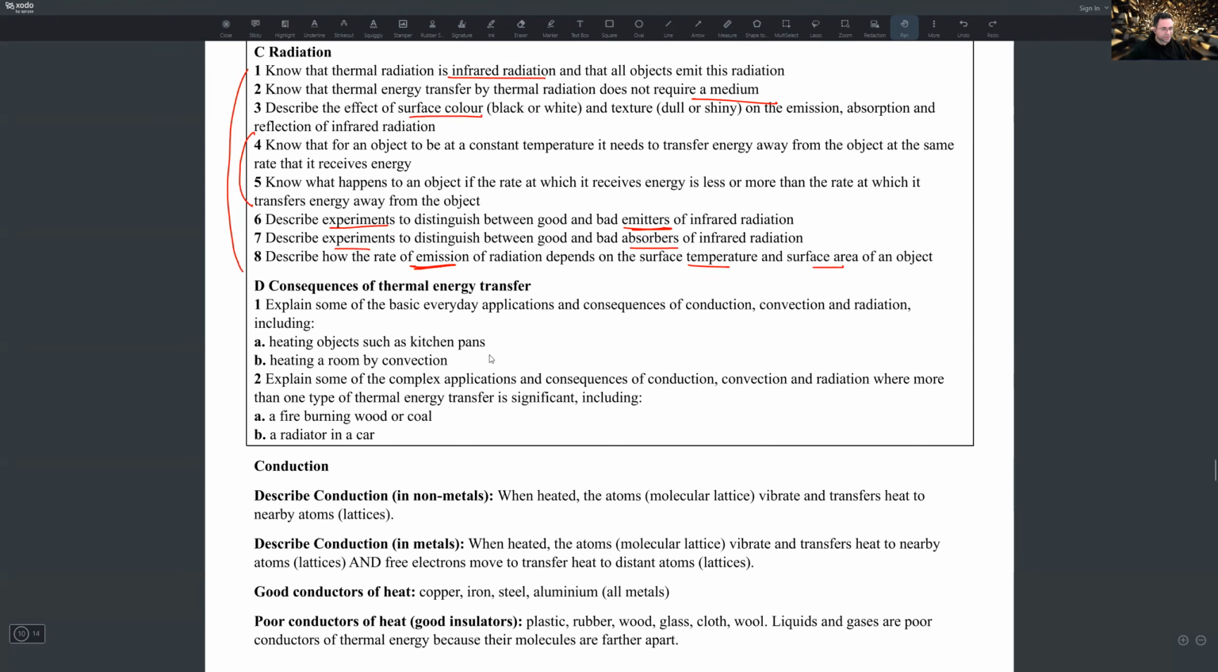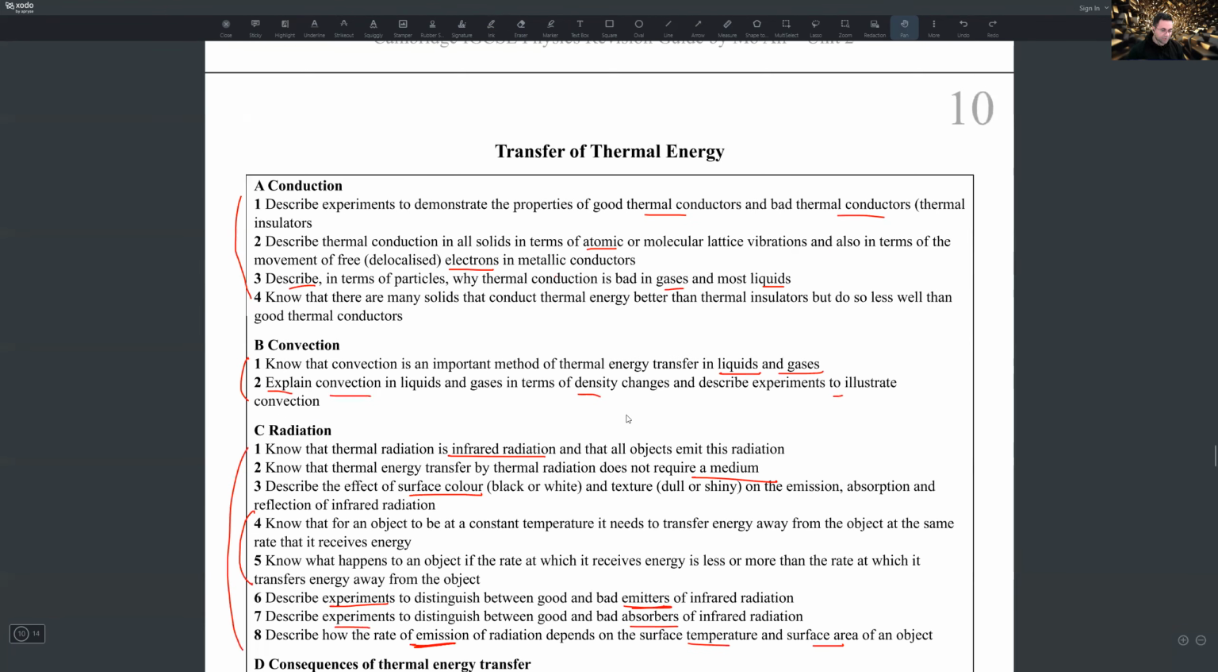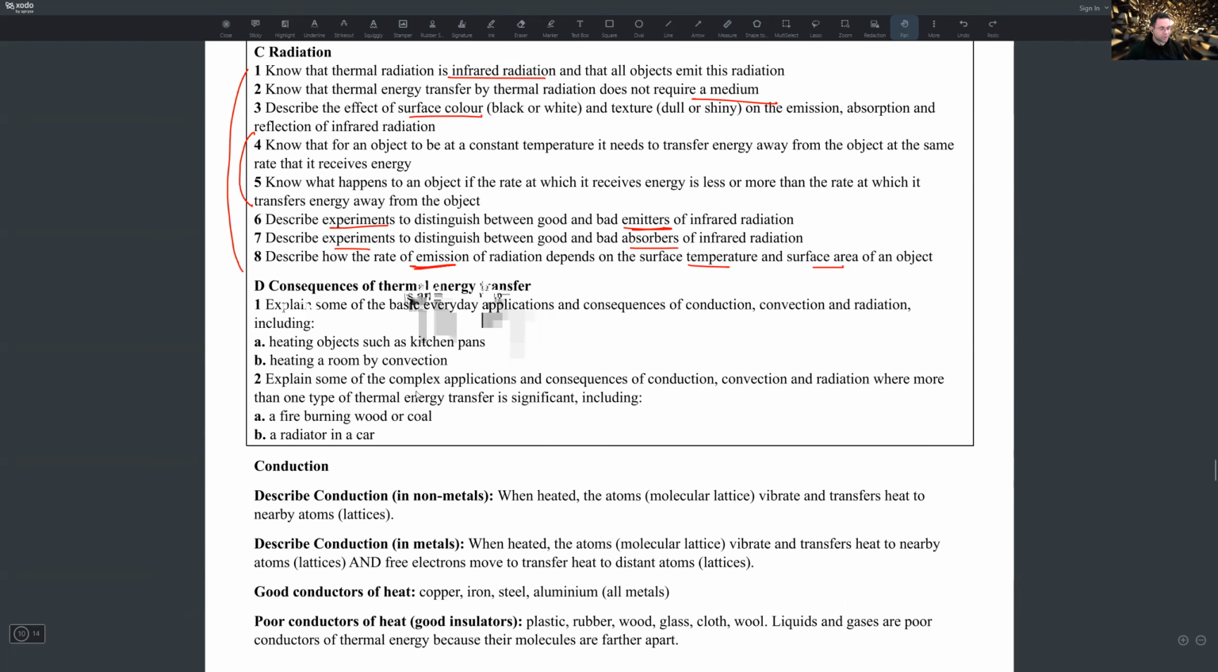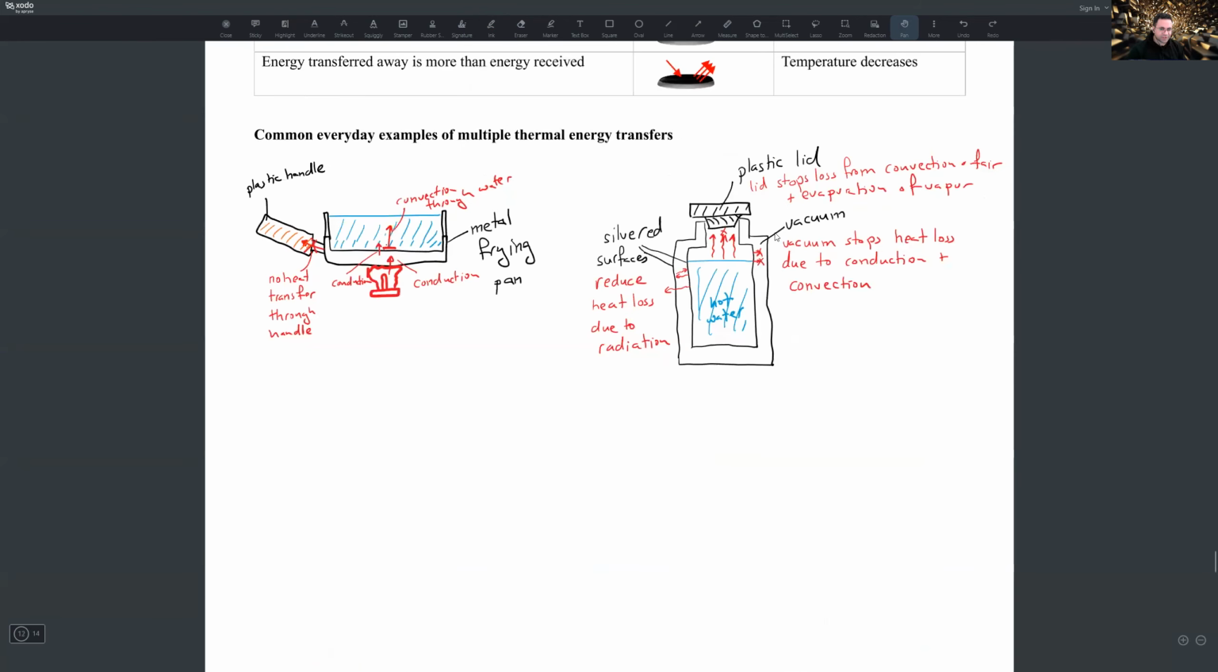The consequences of thermal energy transfer is very basic. Some of them will be woven into this stuff, for examples. Some of them I'll explain on my own. So explain some basic everyday examples and consequences of conduction, convection, radiation. So basically, I give you an object or a situation, explain how the heat is transferred, by which methods and why. And then complex applications, which means what if there is more than one transfer happening? And that's what I'll use at the very end of this chapter. So I'm going to talk about a few common applications in questions. Okay.